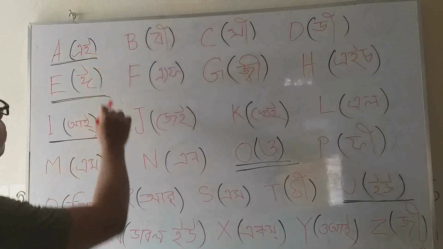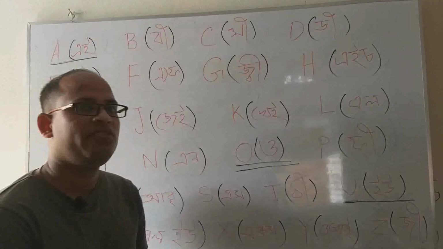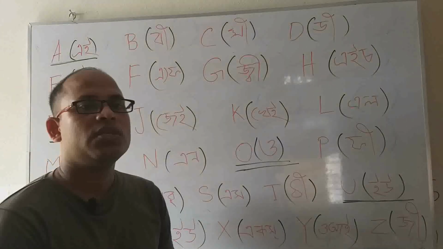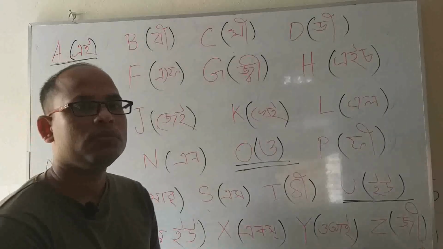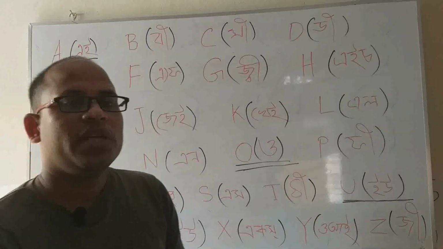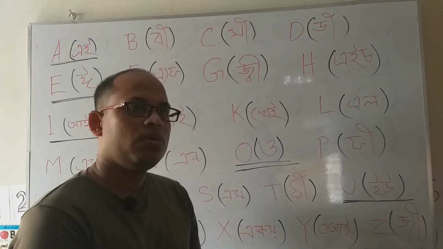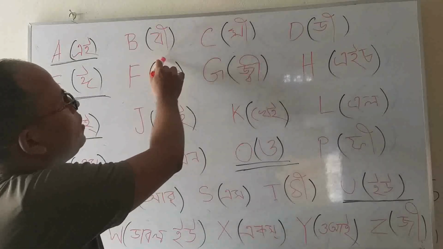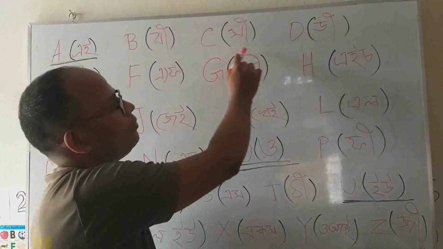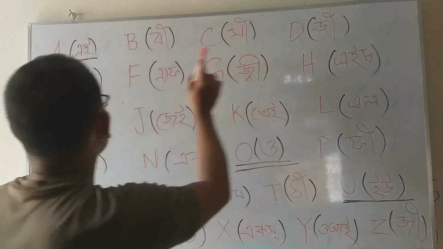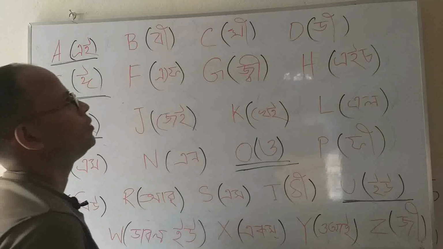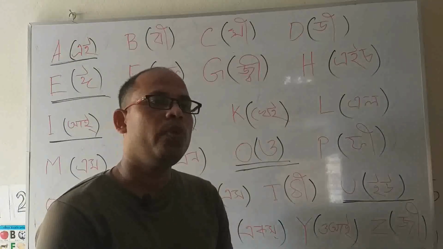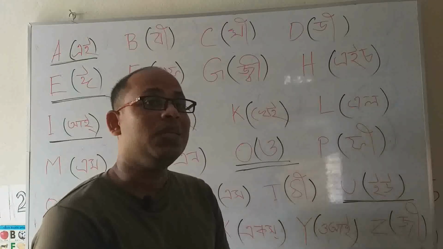A, the first letter of the English alphabet. A. In order to pronounce this letter, you need to draw back your jaws and then come to the previous position. B, C, D, E. In order to pronounce these four letters, you need to give more emphasis on the E vowel sound.